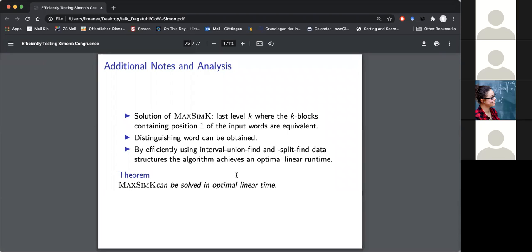And this nice structure, that we always have an interval which we split and do some find operations in, allows us to employ interval union-find and split-find data structures which work in linear time. This allows us to do all this P connection and S connection management in linear time. So the problem can be solved in linear time. I hope I convinced you somehow that this holds, and I also hope that you will read this paper.